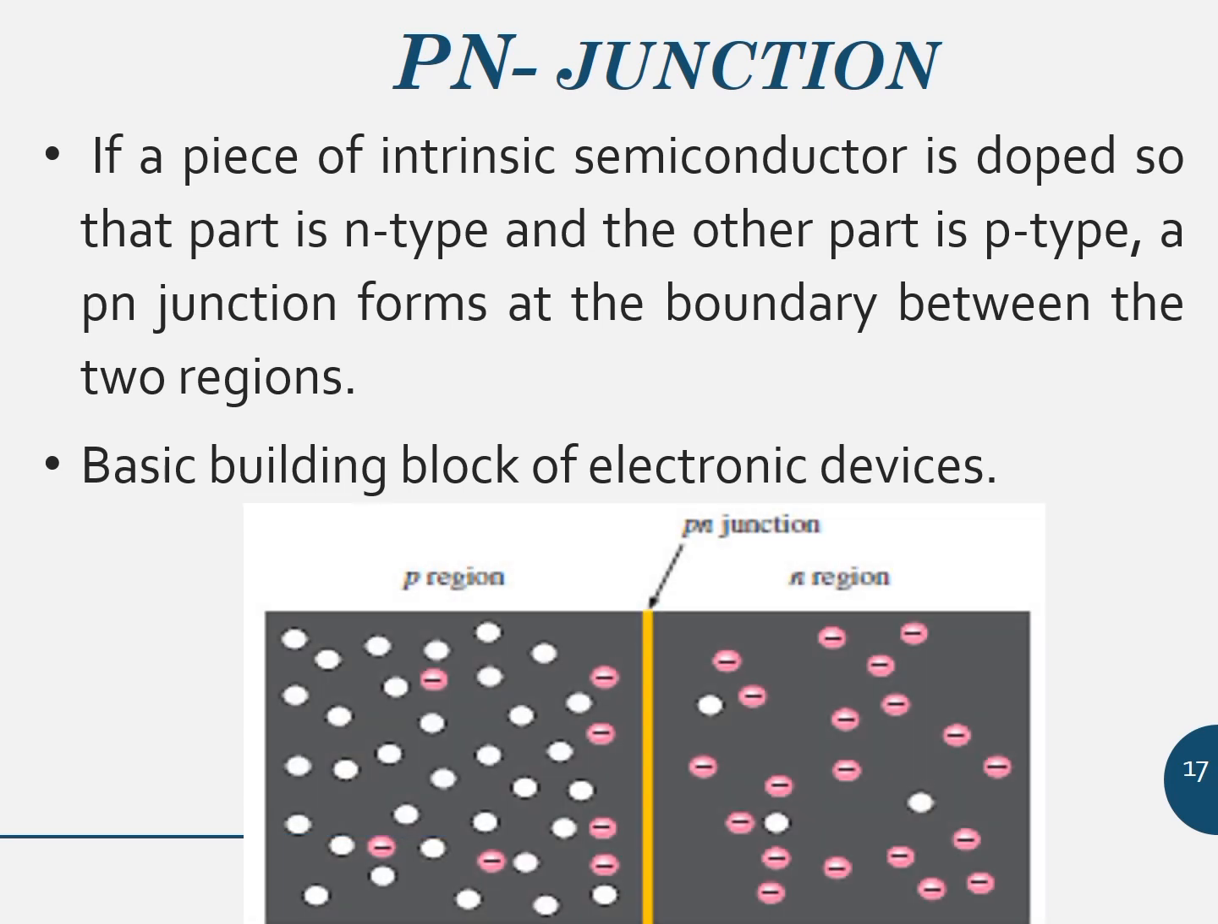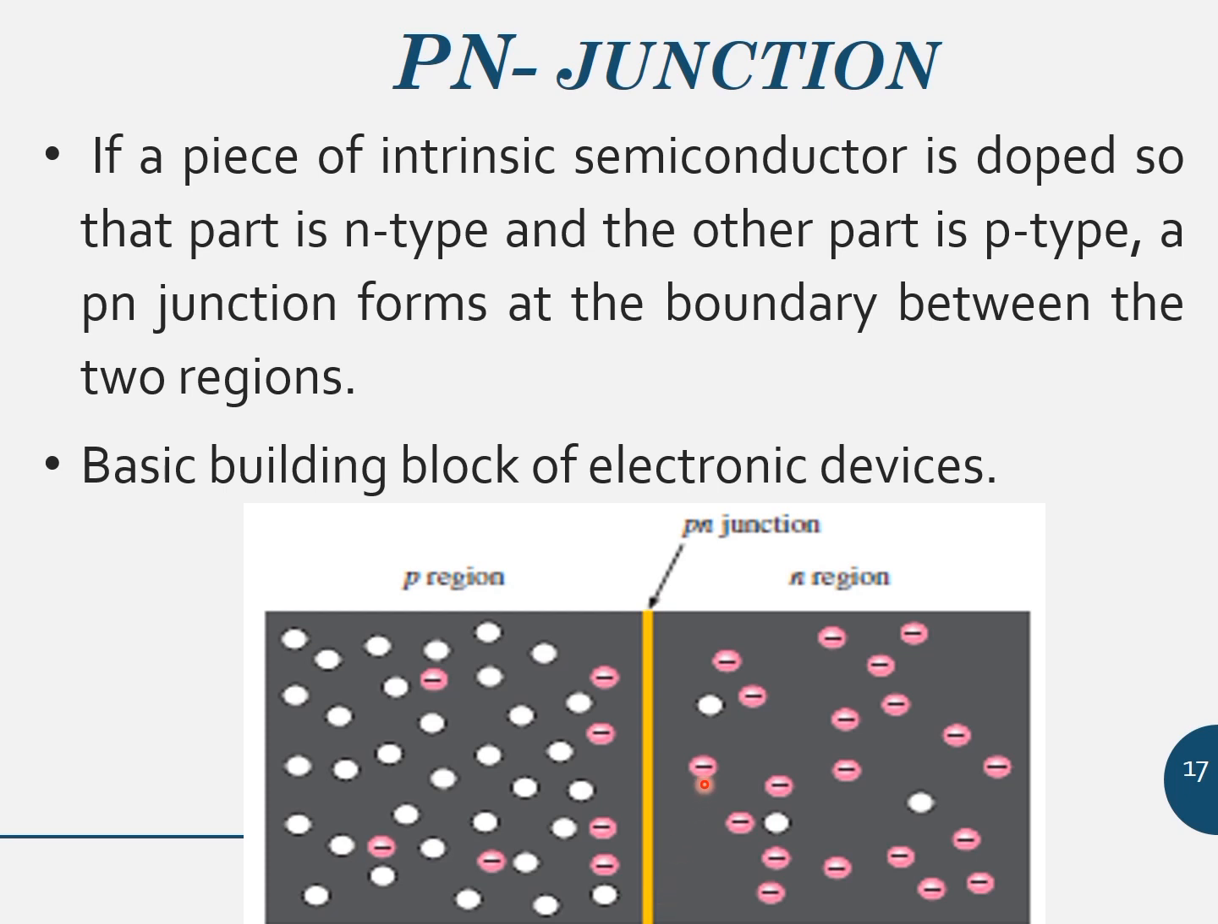Now, look at this figure. This is the basic silicon structure at the instant of junction formation, showing the majority and minority carriers. This is N region, where the majority carriers are free electrons. This is P region, where the majority carriers are holes. And this is p-n junction, which is formed at the boundary between p and n regions.